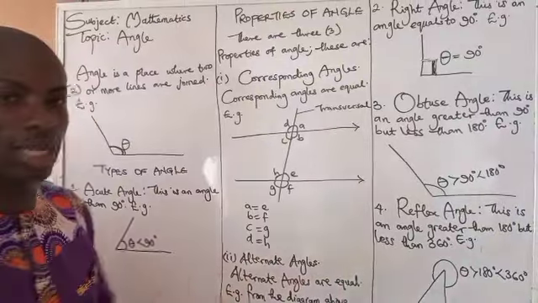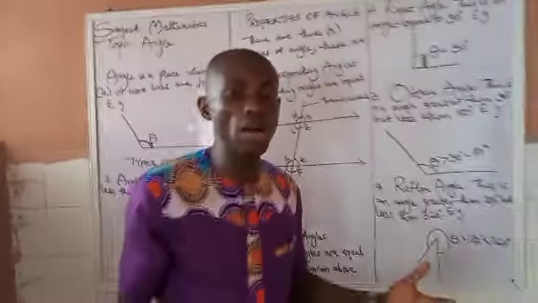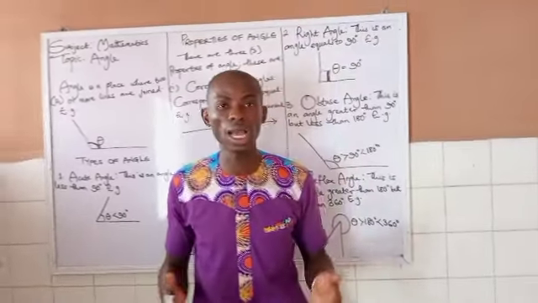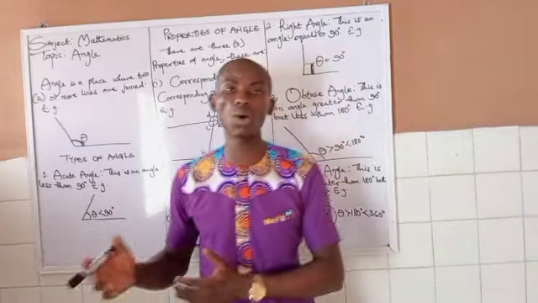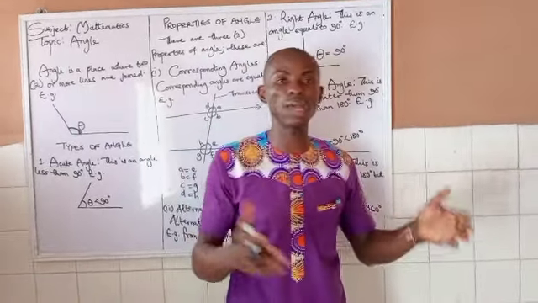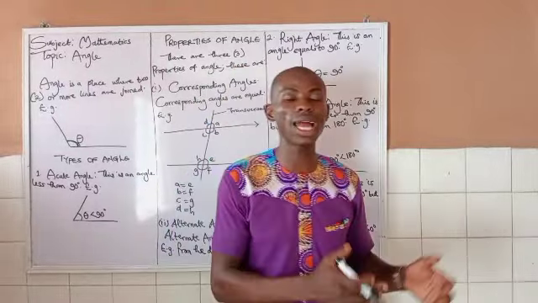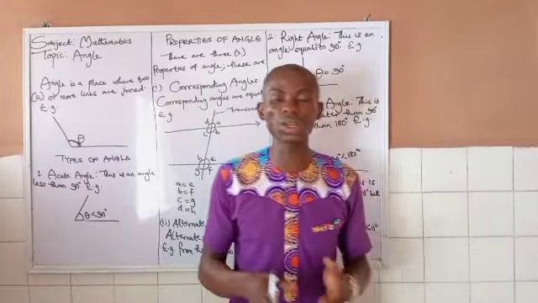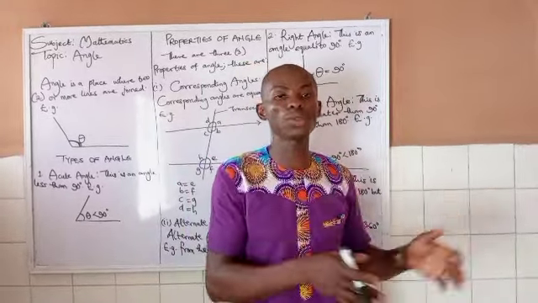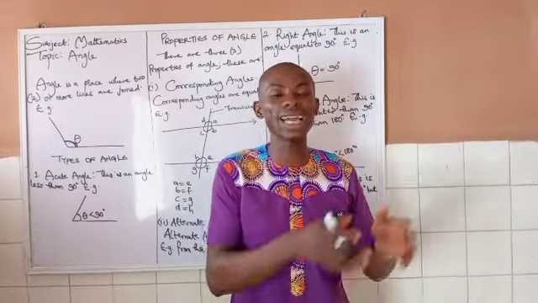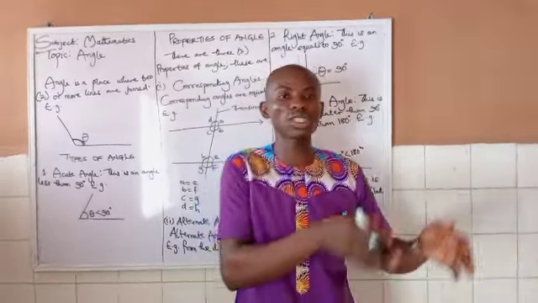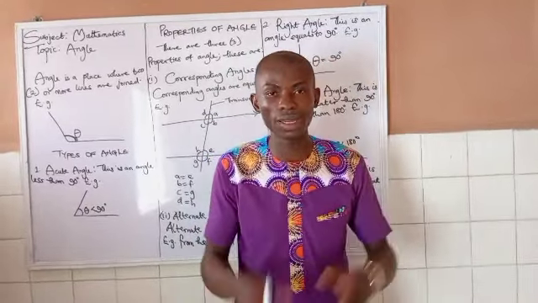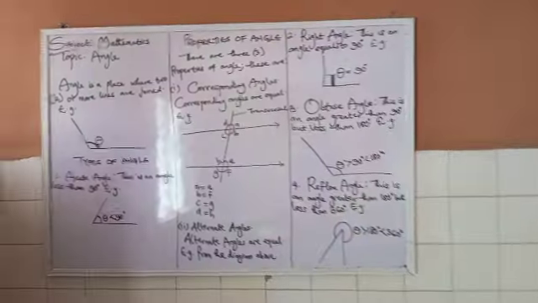Let me quickly wrap it up before we go to properties of angle. The first phase is about the definition of angle and the types of angle. I told you that angle is a place where two or more lines are joined, and that we have four major types of angle. We have acute angle, which is less than 90 degrees. We have right angle, which equals 90 degrees. We have obtuse angle, which is greater than 90 degrees but less than 180 degrees. And we have reflex angle, which is greater than 180 but less than 360. God bless you. Let's quickly move to the properties of angle.